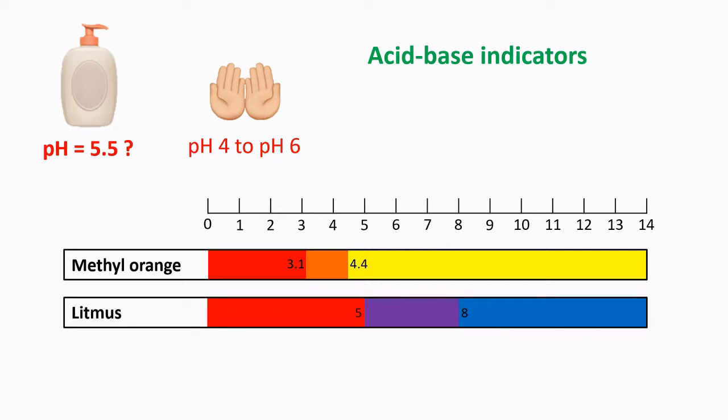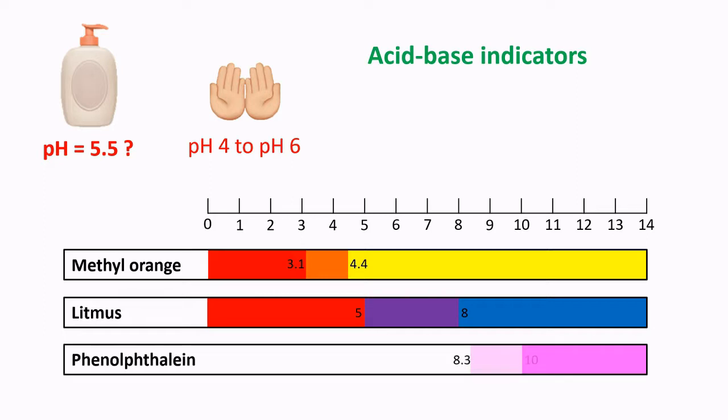Litmus has a red color with pH below 5, a purple color with pH between 5 and 8, and a blue color with pH above 8. Phenolphthalein is colorless with pH below 8.3. It turns pale pink between pH 8.3 and pH 10, and it turns pink with pH above 10.